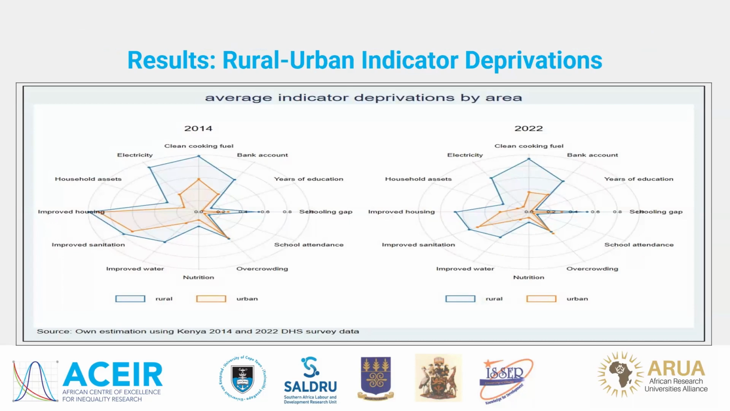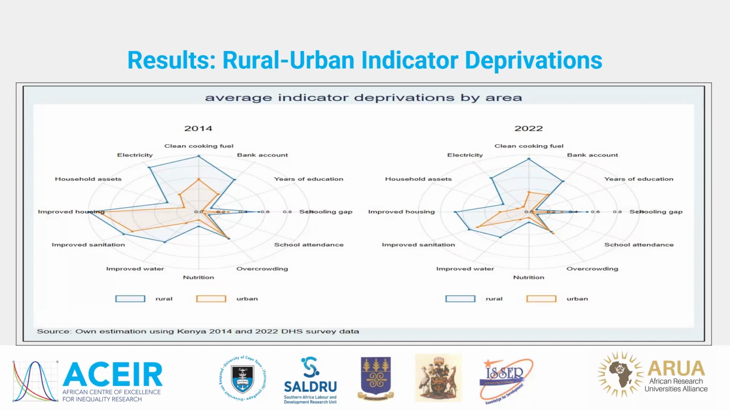So what could be driving these differences between the rural and urban? Here you have 0, and as you move away, it means a higher proportion of people are deprived. We can see that the blue is the rural for both 2014 and 2022. For all the indicators, the people in the rural areas are more deprived compared to those in the urban areas. It's only the overcrowding indicator which seems to be almost the same for the rural and urban. But for all the other indicators, the rural populace is actually disadvantaged.